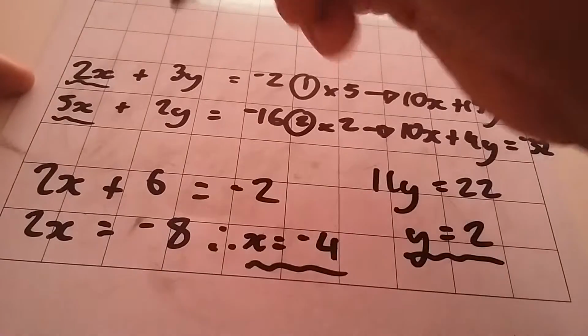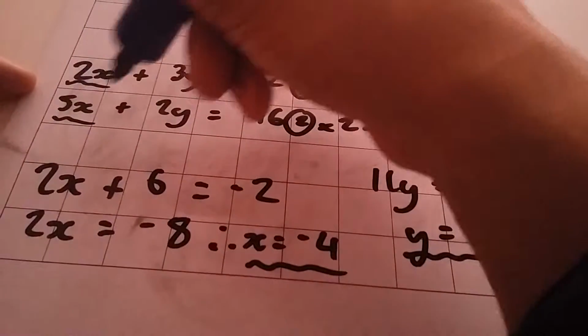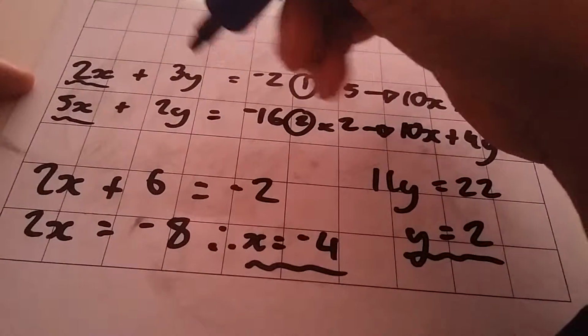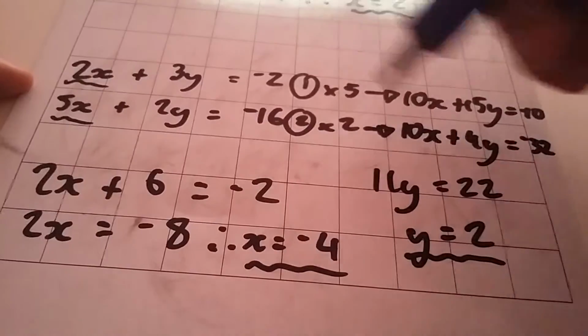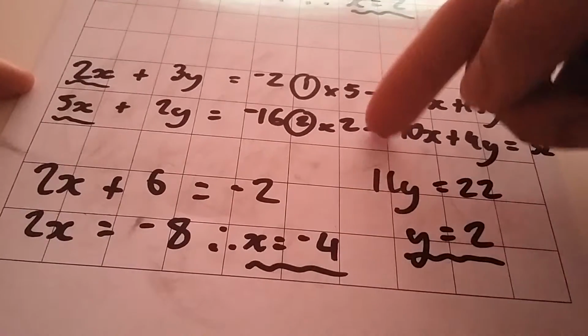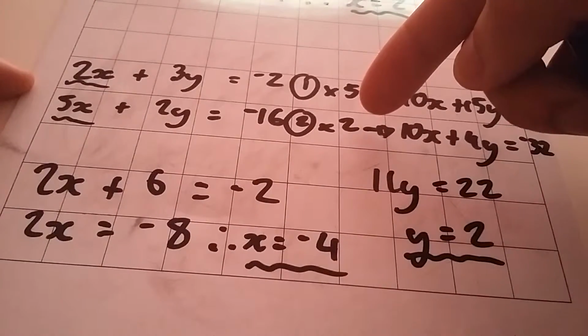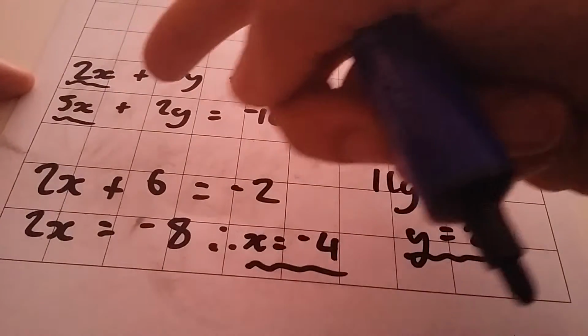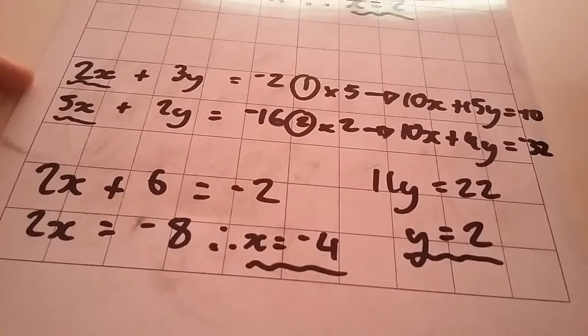Okay, but just note here, when you have two different coefficients here, and you know you can't multiply one equation to get the other, you need to multiply both equations like I did here. So I multiply the 2x by 5 to get 10x. I multiply the 5x by 2 to get 10x as well. Okay.